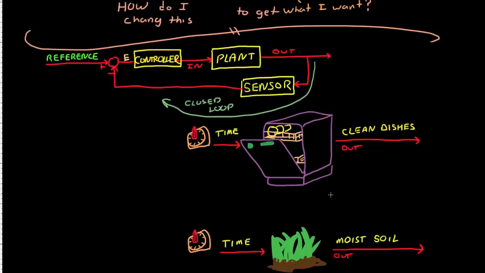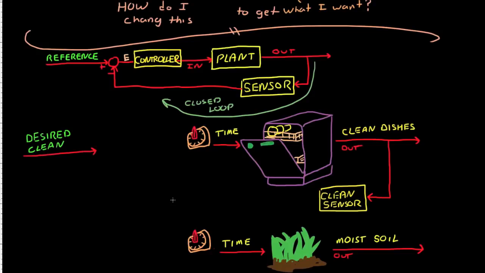So how does feedback control work in practice? Well, let's take the case of the dishwasher. There could be a sensor that measures the cleanliness of the plates. The reference signal would be some sort of desired cleanliness level that would be set either by the manufacturer or by the user.